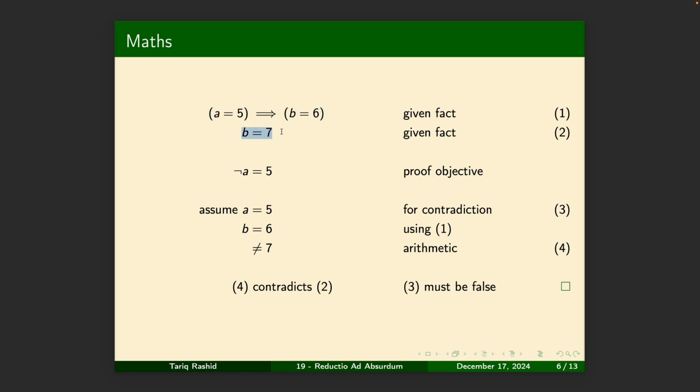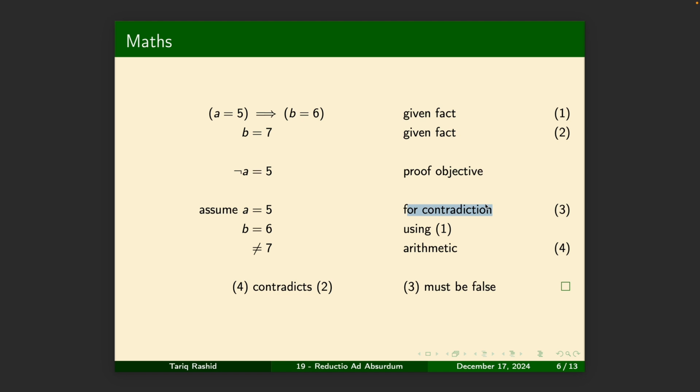The other given fact is that B is 7. Those are the two things that we start with. And our proof objective is to prove it is not the case that A equals 5. So following our recipe, we take this A is 5 to be true and see where it leads us. Ideally, it leads us to a contradiction. So we assume A is 5 is true for the purpose of contradiction.